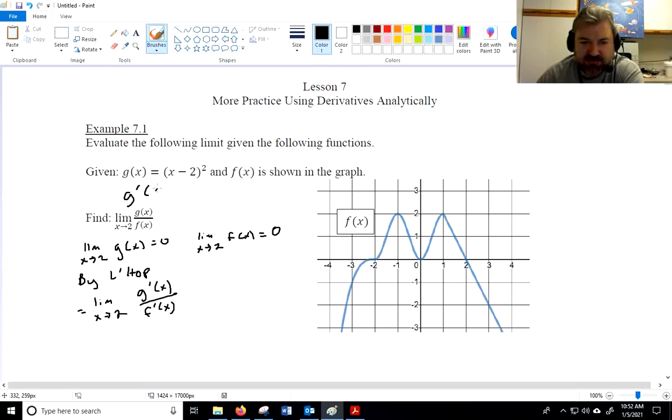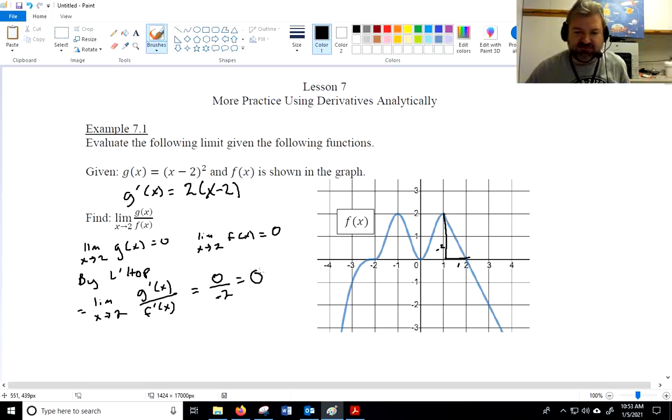Well, what is g prime? We'll have to find that. That's 2 times (x minus 2), and then times the derivative of the inside, which is just times 1. And so we can see now that g prime of 2 is 0. F prime of 2, though, is the slope of f at 2, which is, I think, negative 2 over 1. So it's a negative 2. So we can see that the limit is actually 0.